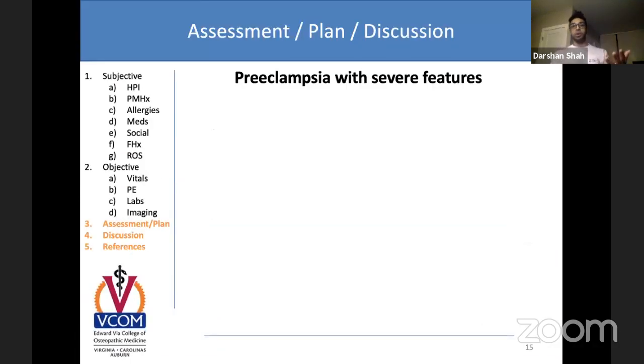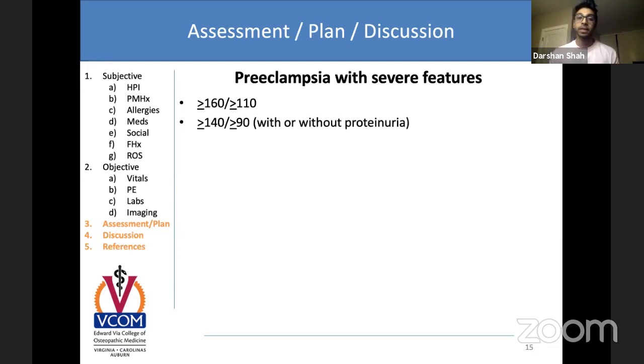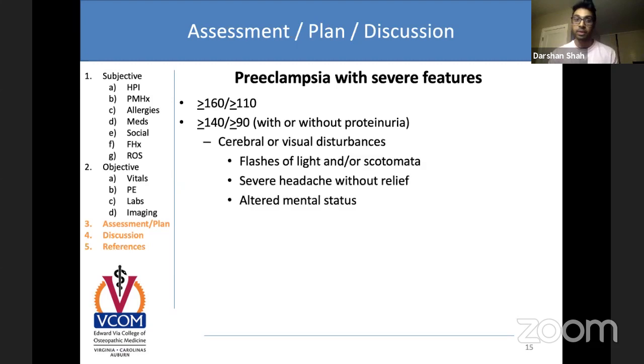Okay, so let's go to our discussion now about our assessment and plan. So what is preeclampsia with severe features? So it's anything where the hypertension or the blood pressure is greater than 160 systolic or greater than 110 diastolic, which was not the case in our patient, or it's greater than 140 systolic, greater than 90 diastolic with or without proteinuria, which she did have.